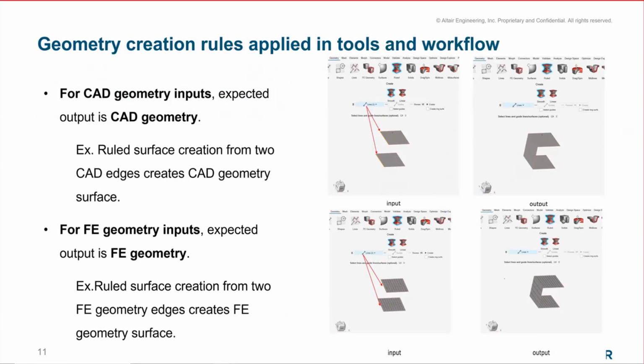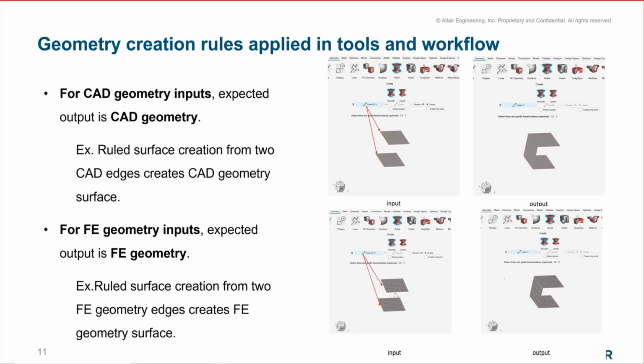So when we create FE geometry, there are certain creation rules that we've applied. For example, when you have two CAD inputs, the expected output is always CAD. No matter what the creation mode is, even if you set it to FE geometry, if the two inputs you're giving to any of the tools are CAD, the output is always CAD. As an example, for creation of a ruled surface, if I provide two CAD edges, the output is basically a CAD geometry.